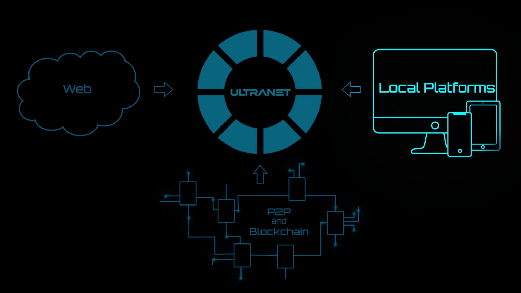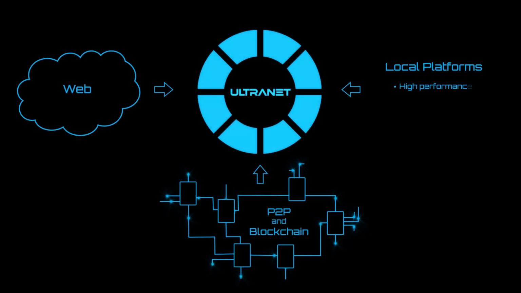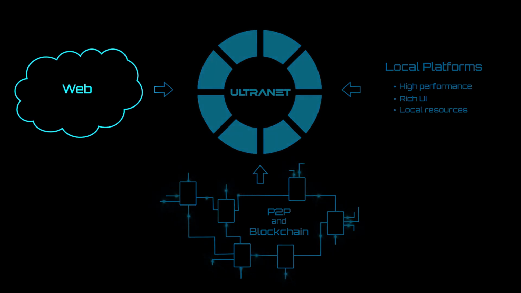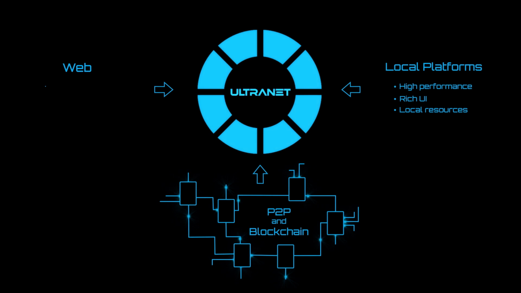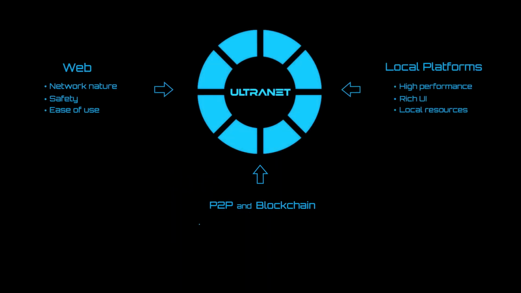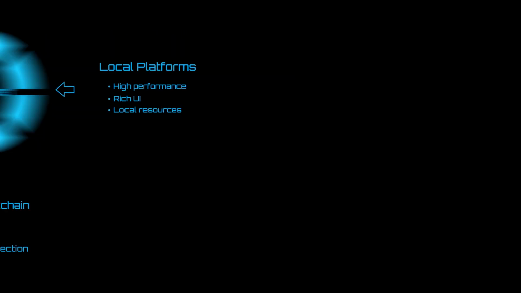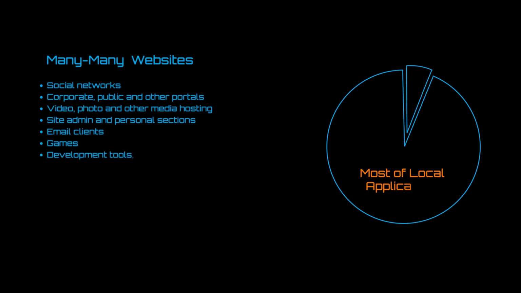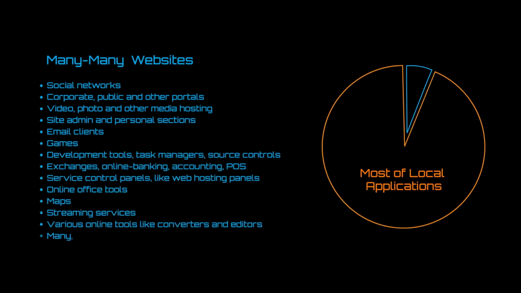From local platforms, this technology takes the high performance, rich UI capabilities, and access to local resources. From the web platform, Ultranet inherits the platform-independent network nature, safety, and ease of use. Peer-to-peer and blockchain technologies, in turn, are used for application distribution and for protecting the whole ecosystem from malicious software and other threats. Most desktop and web applications can benefit from this new platform.